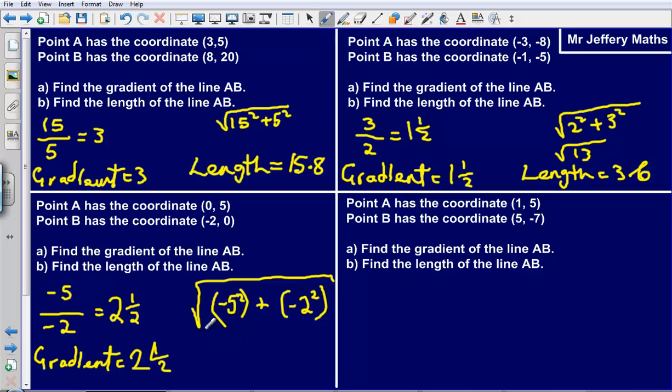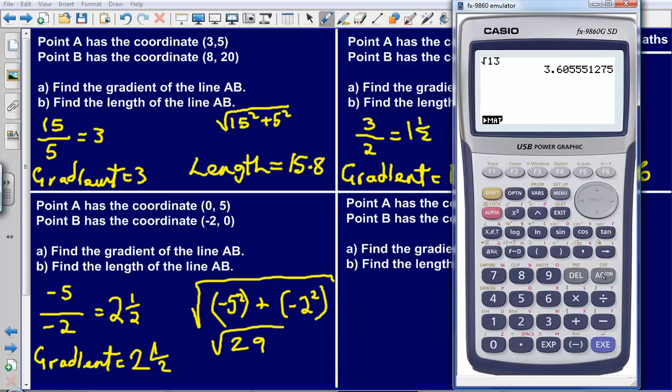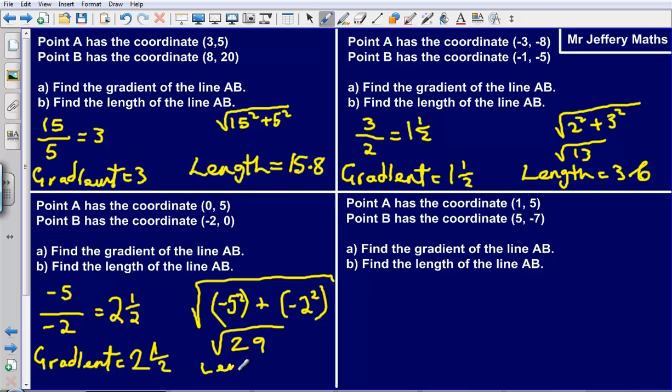So negative 5 squared is going to give us 25, and negative 2 squared is going to give us 4. So really we're looking at the square root of 29. Then I can just type that into my calculator. And what do I end up with? I end up with 5.4. So I can say that my length here is 5.4.